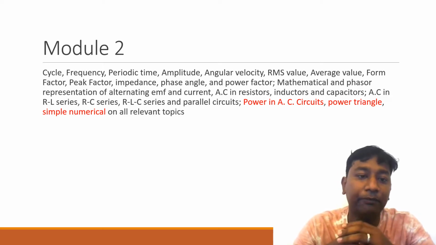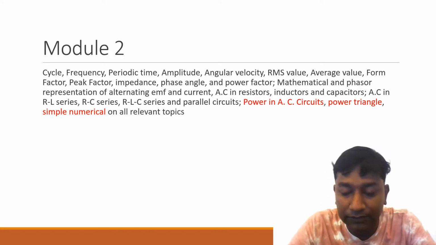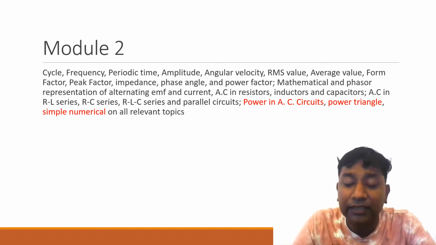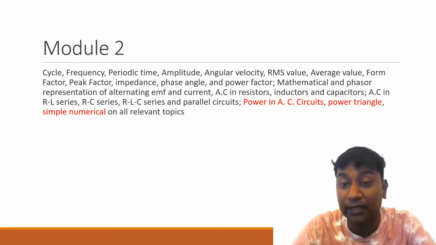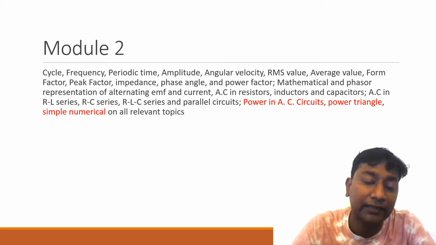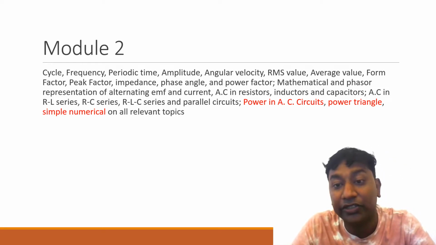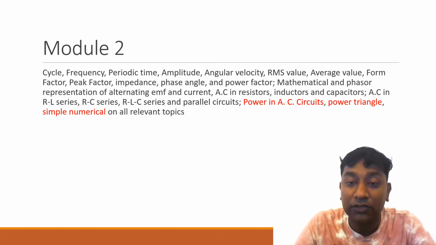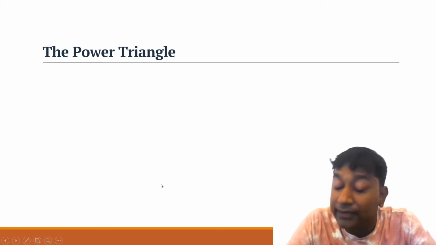Today we will discuss one of the important topics in our module 2, that is power in AC circuits, power triangle and simple numericals related to this power triangle or powers. Whenever we see a DC circuit, power is basically voltage into current, as we have seen, but in an AC circuit there are different cases, or we can say powers are categorized into different categories. So first we will see what are the different powers available in the AC circuit.